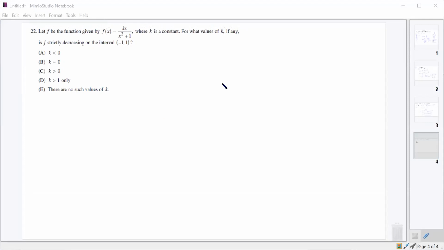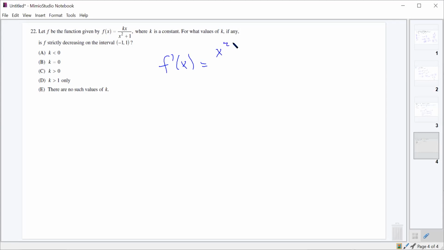All right, so we've got a function f of x, which is kx over x squared plus 1. K is a constant. We want to know what values of k make f strictly decreasing, so only decreasing, never increasing, on the open interval -1 to 1. If a function is going to be decreasing, we need to make its derivative negative. So we're going to look for f prime of x. And since it's kx over x squared plus 1, we'll have to use the quotient rule.